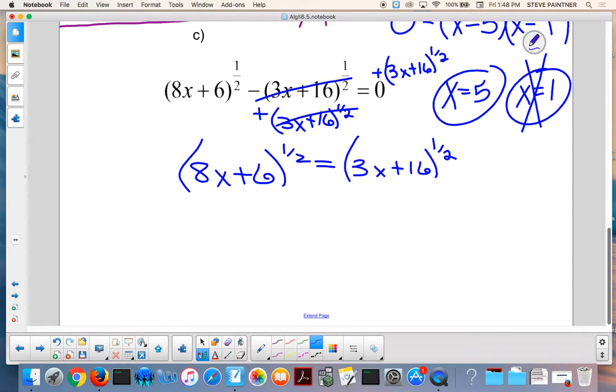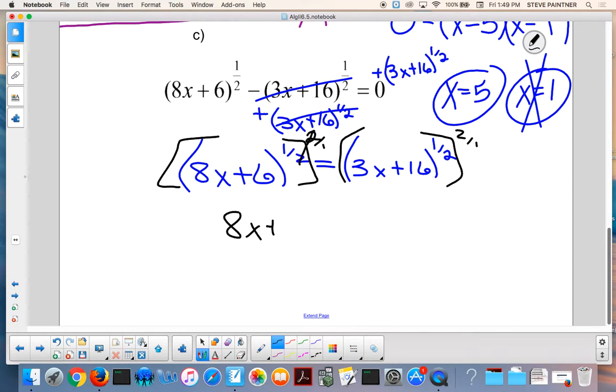What can you do to both sides? Square it. Yeah, raise it to a power that would knock the 1/2 power out. Well, that would be 2 over 1, and again here, 2 over 1. These are gone. They make 1 over 1, so it's (8x plus 6) to the first, but that's just 8x plus 6. Other side, these cancel out, so you end up with 3x plus 16. Is that linear or quadratic? That's a linear equation, guys. That's not hard. Just get x's on one side, numbers on the other side, and divide whatever you have to divide.